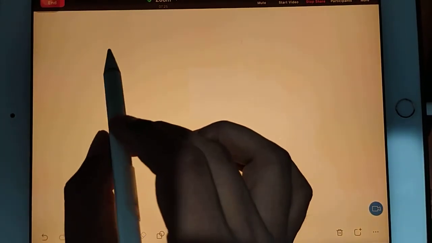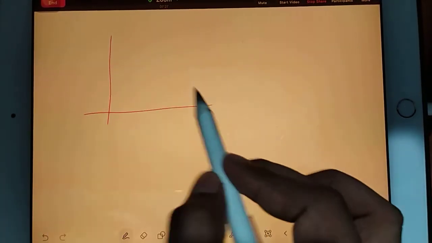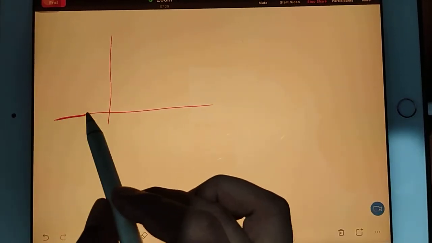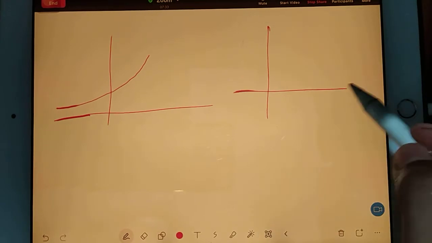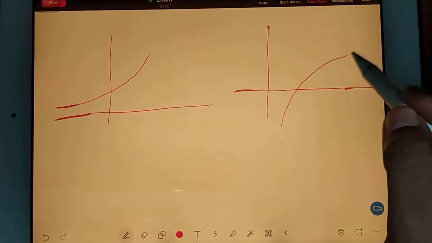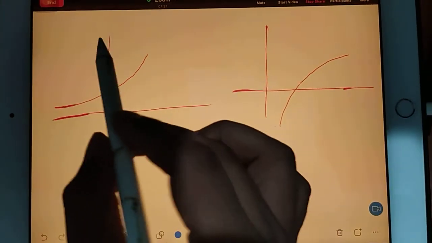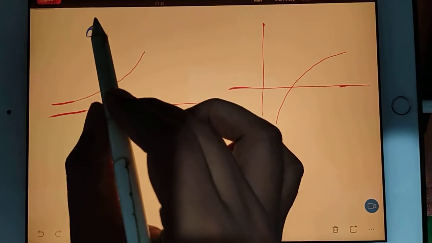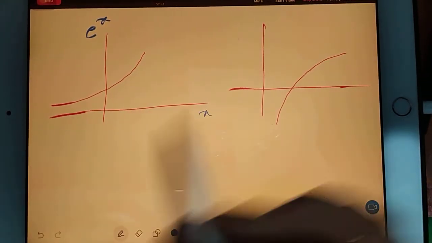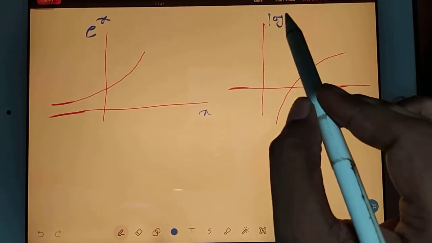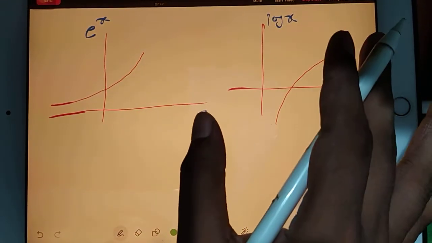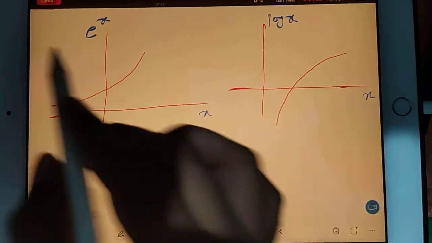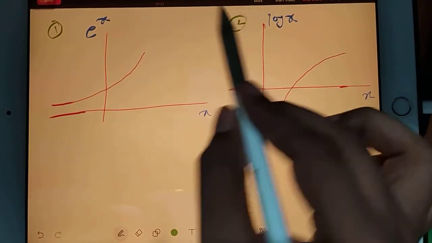For reference purposes, you should keep in mind, if I draw 2 diagrams, I am drawing one diagram like this, and I am drawing one diagram like this. So see, this diagram is for e power x versus x, and this diagram is for log x versus x. These basic diagrams you should remember. This is your first diagram, this is your second diagram.